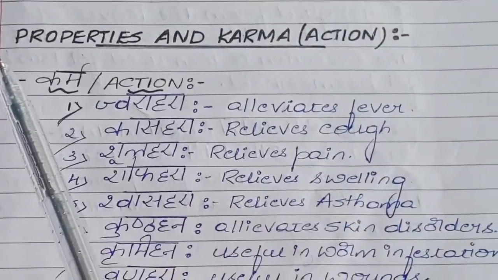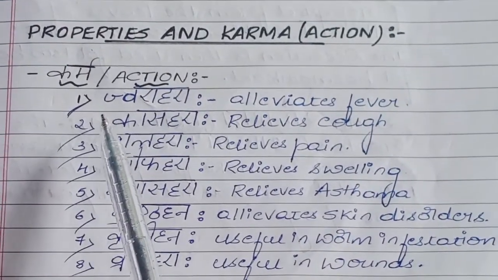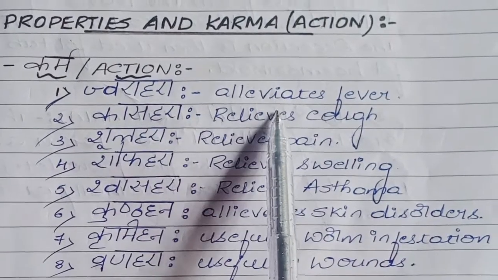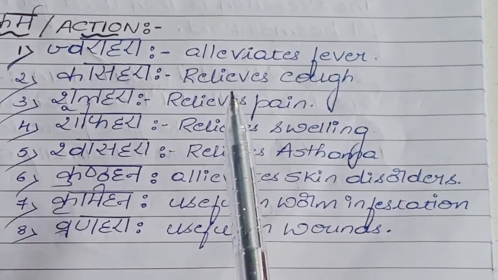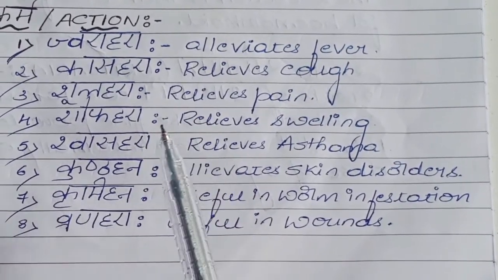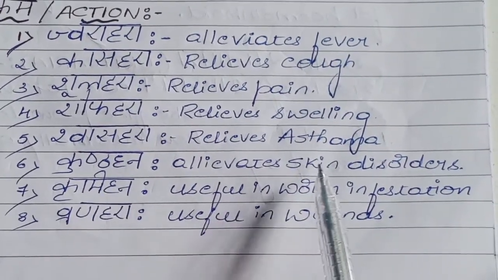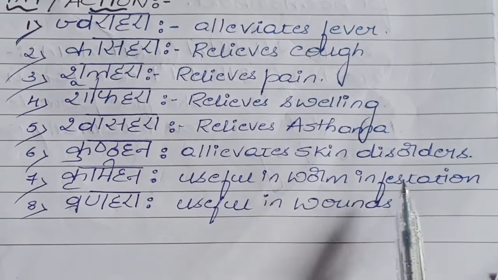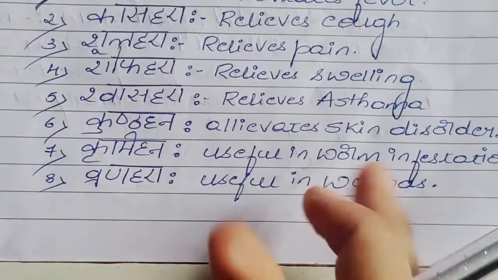Coming to the properties and karma, the actions of the drug. They perform actions such as Jwarahara, it alleviates fever; Kasahara, alleviates cough; Shulahara, relieves pain; and Shophahara, relieves swelling. Shwasahara, it relieves asthma. Kushthaghna, it alleviates skin disorders; Krimighna, it is very useful in worm infestation; and Vranahara, it is useful in wounds.